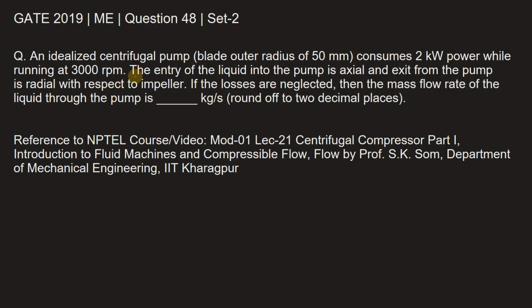at 3000 rpm. The entry of the fluid into the pump is axial and the exit from the pump is radial with respect to the impeller. If the losses are neglected, then the mass flow rate of the liquid through the pump is dash kg per second. Let's discuss the given things.